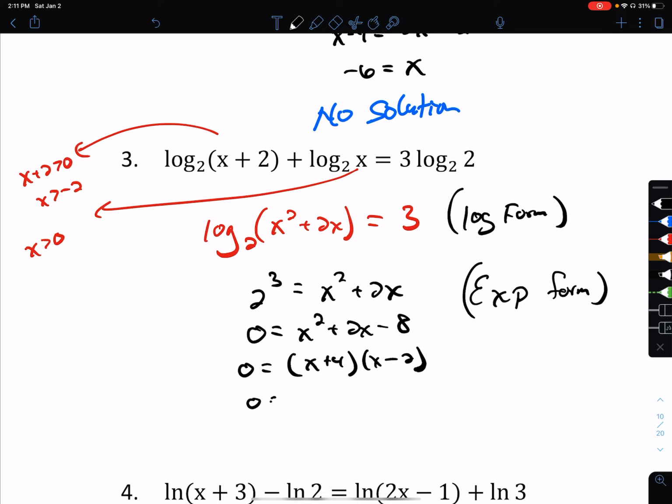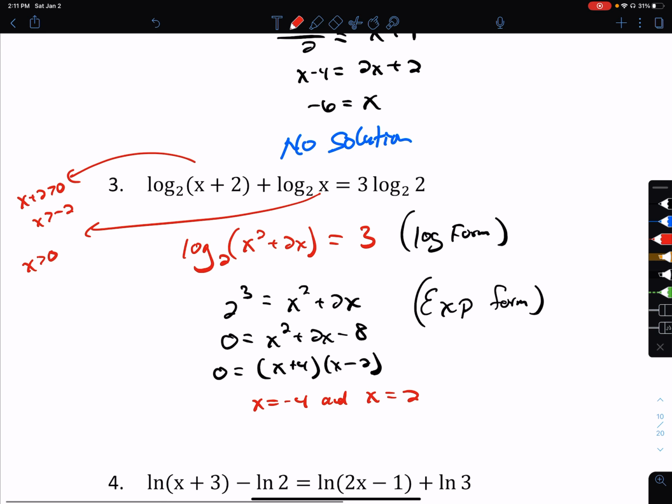If I set each of these factors equal to 0 and solve, or if I use the, what theorem was that? The factor theorem. If I use the factor theorem, I can go directly and say, well, x is -4 and x is 2. But you got to be careful because up here we're saying x has to be bigger than -2 and it has to be bigger than 0. This one here is not bigger than 0. So the answer is x equals 2.